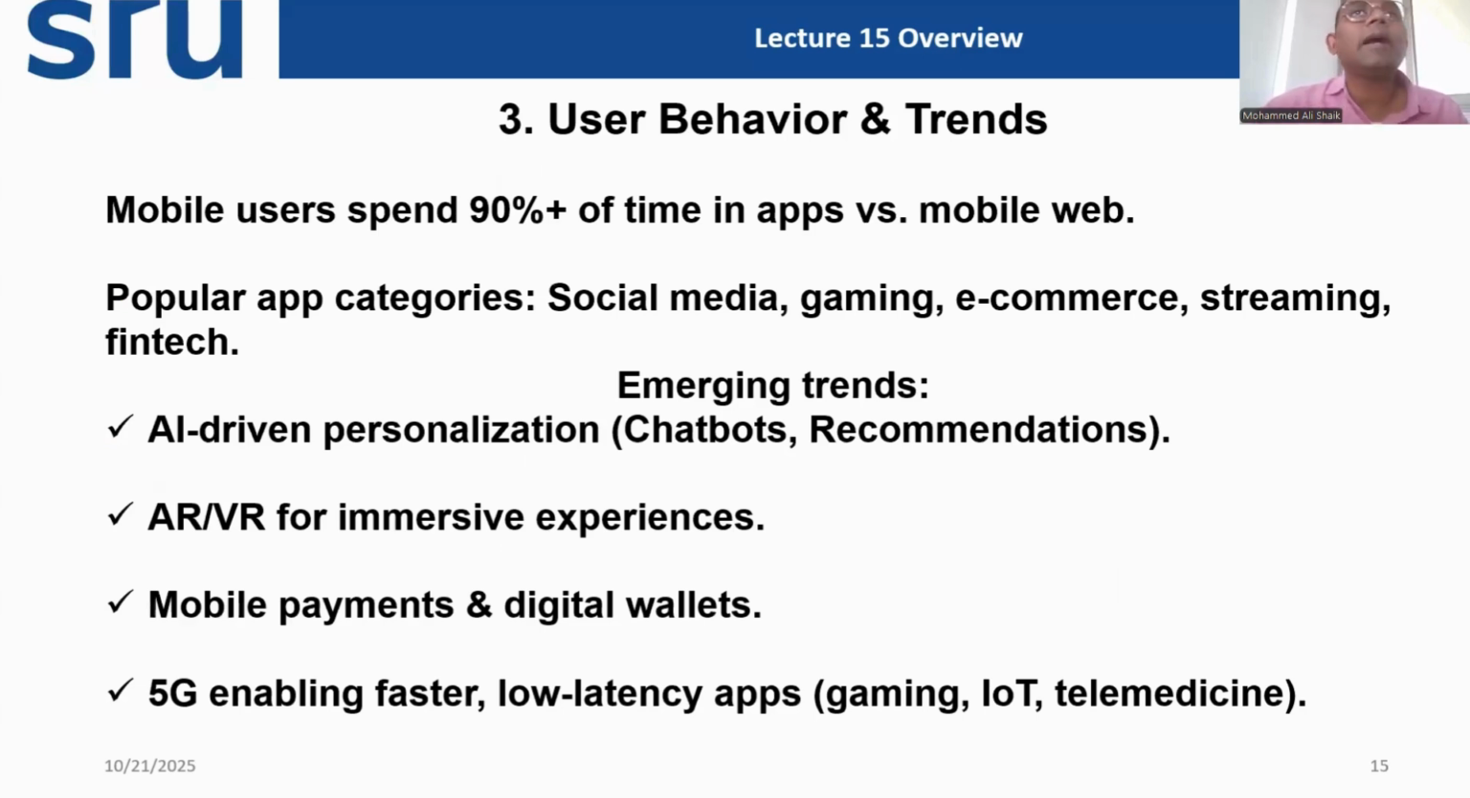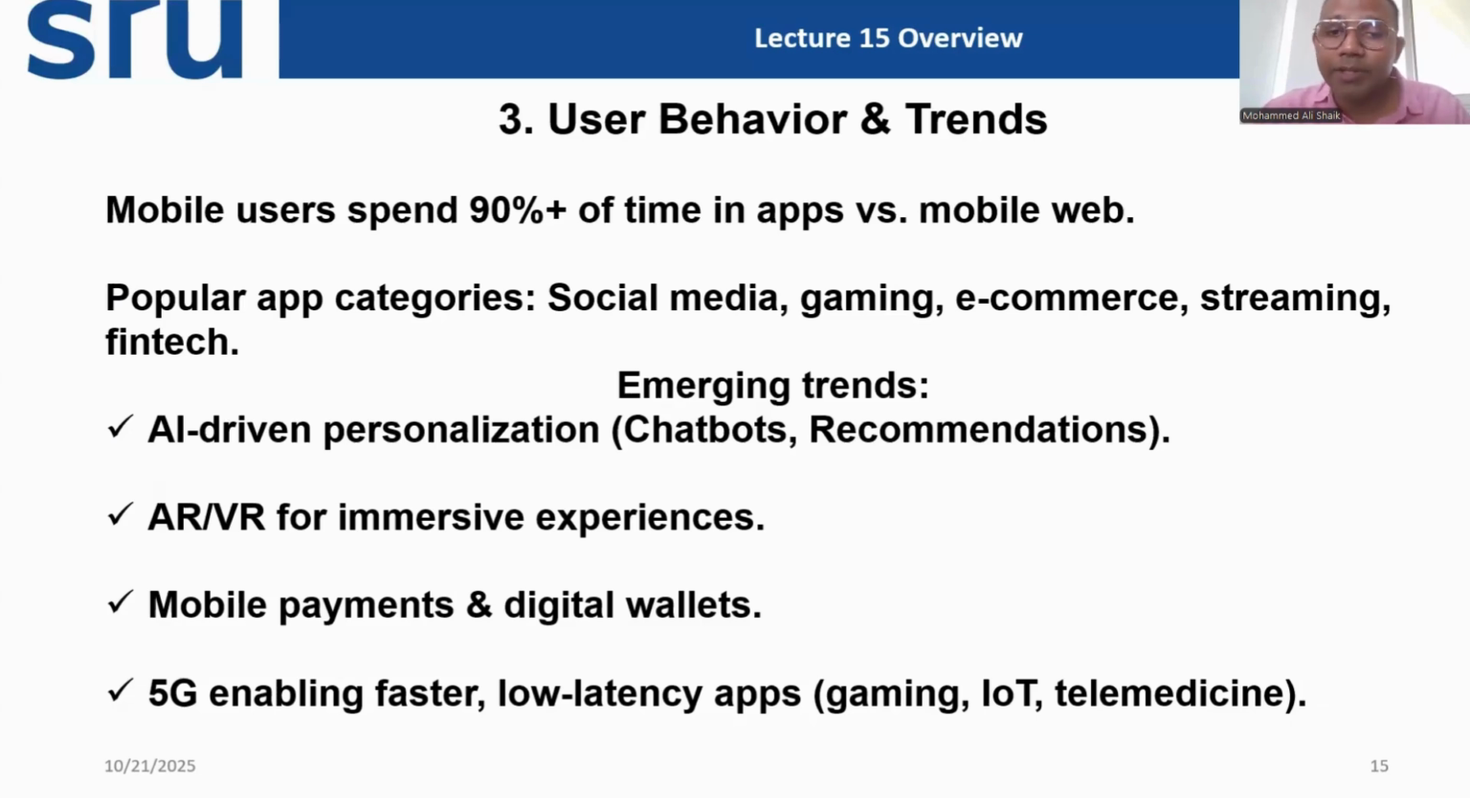So the screen time of the apps is more in this context. The top categories are social media, at 25% of the time. Gaming accounts for 20% of the time. E-commerce websites occupy 15% of the time. And streaming takes around 12% of the time, app time or face time, whatever you call it.